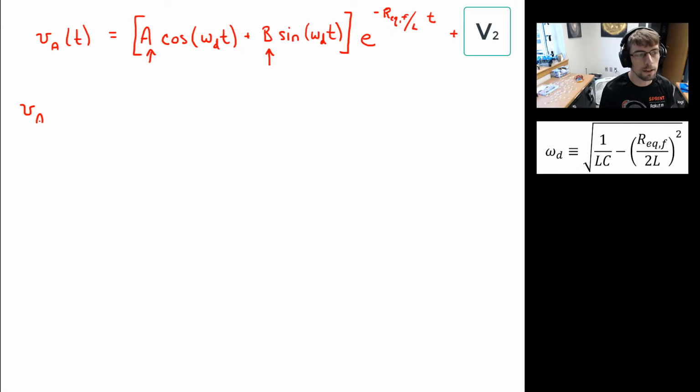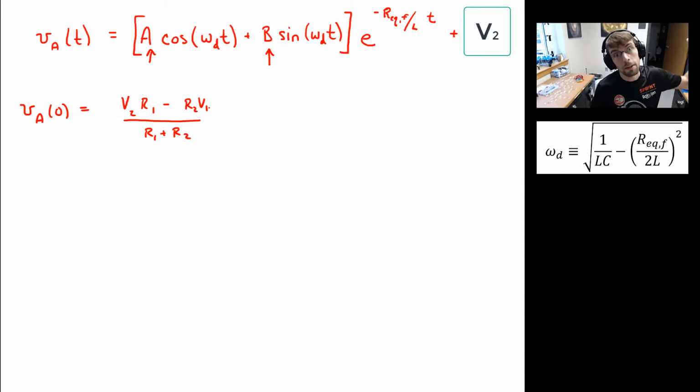VA at time equals 0 equals V2R1 minus R2V1 all divided by R1 plus R2. Okay. That's the initial condition. So we're trying to match the time before, time less than 0 state, with the time greater than 0 state. That's what this is.